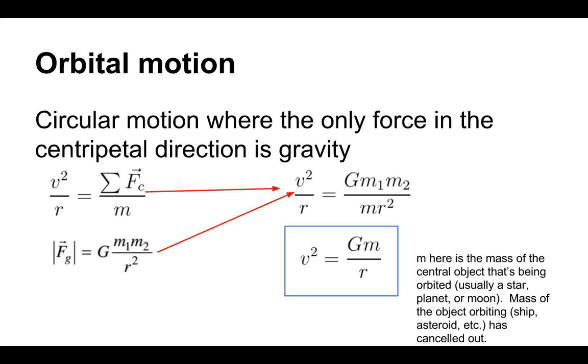2 times pi times r is the distance, and T is the time, so distance over time, that's speed. So we can do one extra substitution and we get rid of speed, and instead we have a T in there, the time to go around once. So then we're relating the distance from that central object and the mass of that central object to the time it would take an object to orbit once. So that'd be an orbital period equation for orbital motion. But again, not given to us on the AP exam.